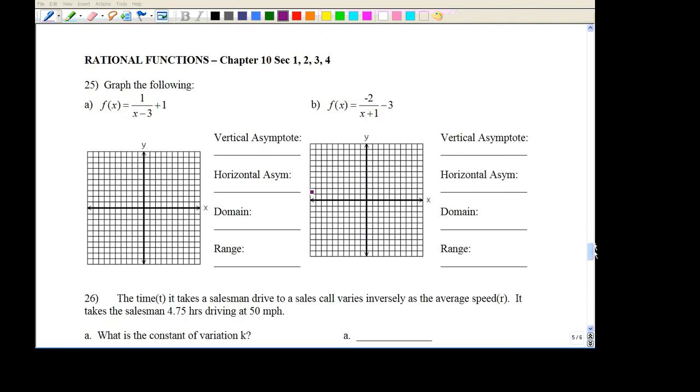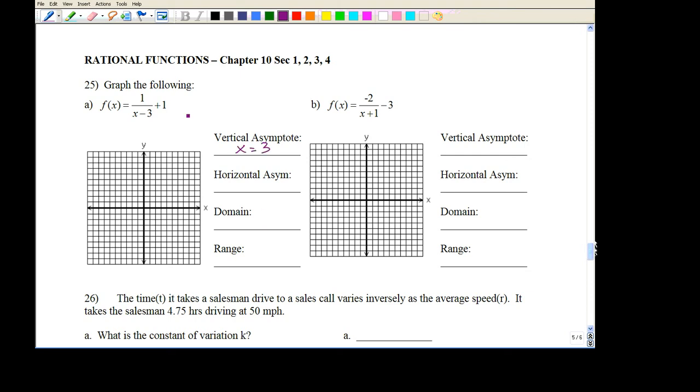Again, looking at this next function, we have rational functions. So let's start graphing. So you have 1 over x minus 3 plus 1. Your vertical asymptote you can tell by looking at what's in your denominator here. And so then that would be the vertical asymptote. Set it equal to 0 and solve for x. You get x equals 3.